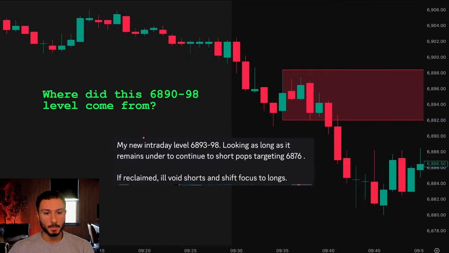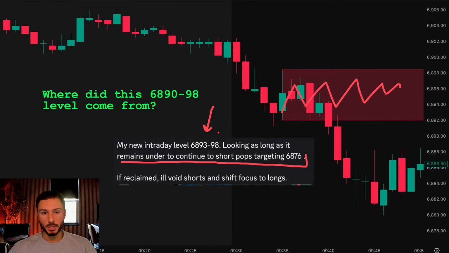But first, this is kind of where my plan shifts. My plan intraday shifted towards shorting 68.93 to 68.98. As long as the market remains under this, I want to short pops targeting downside levels. So ideally, once the market sold off, we formed this new level of interest where I want to short pops into this where sellers could appear, playing short, looking to capitalize on a downside move.